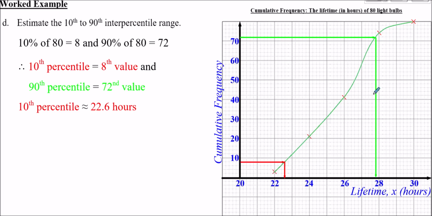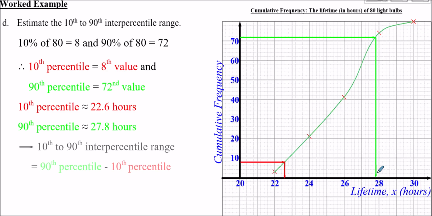So going along and going down, we see here that's about 27.8. So the 90th percentile is going to be about 27.8 hours. And the 10th to 90th interpercentile range is going to be the 90th percentile minus the 10th percentile. And that gives us 27.8 minus 22.6, and that gives us 5.2 hours. So from the 10th percentage point to the 90th percentage point, that's 5.2 hours in terms of lifetimes of the light bulbs.